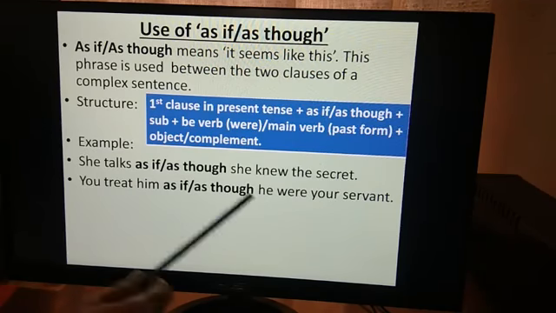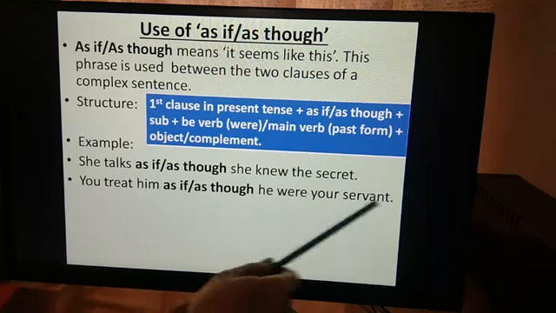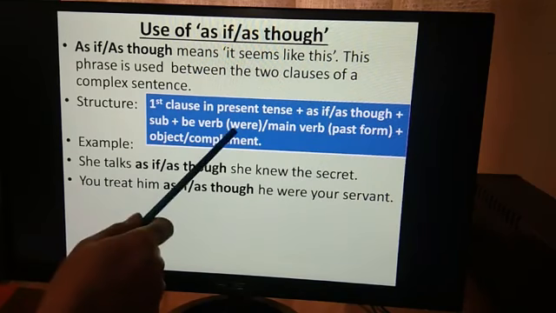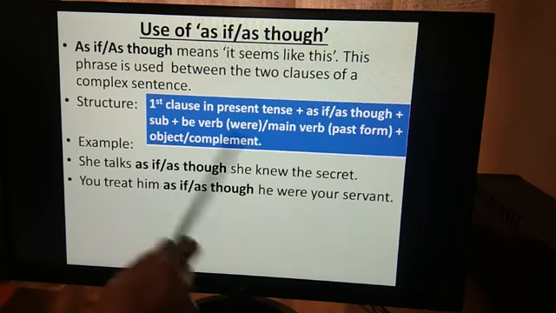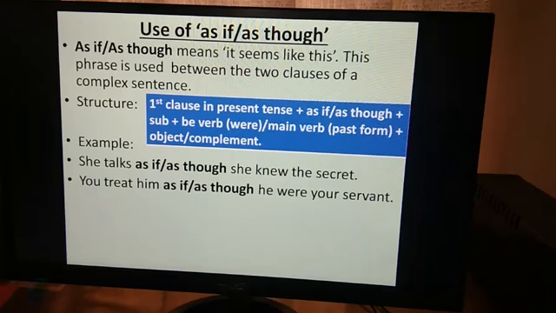Then the subject he. Another clause starts from here. He plus be verb. We have used the be verb in the form of only were. We can use, after as if and as though, the be verb in the form of only were, whether it is in present tense or past tense. If you use a be verb, we use only were. No was, no is, no am, and no shall or will is used here. So he were, be verb were, your servant, that is the object or complement.